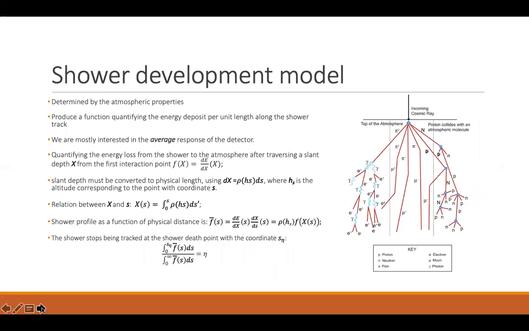Shower development module. So this one talks about the production function of quantifying the energy deposit from the cosmic ray per unit length along the shower track in the atmosphere. And that's what shows that chain reaction over there.